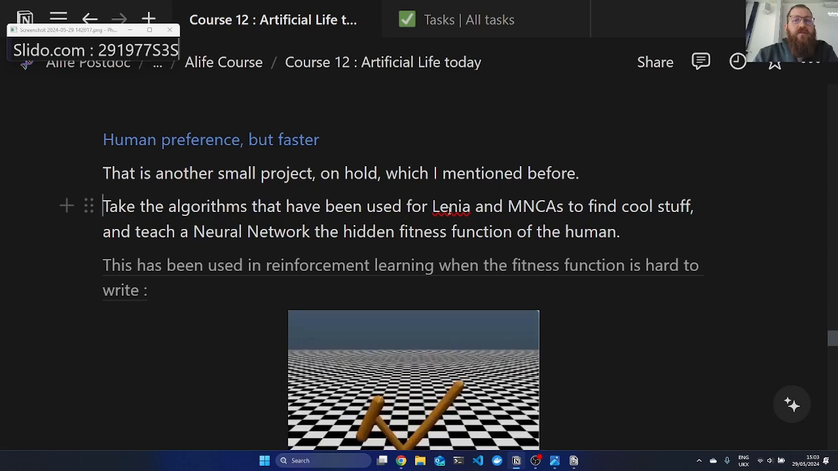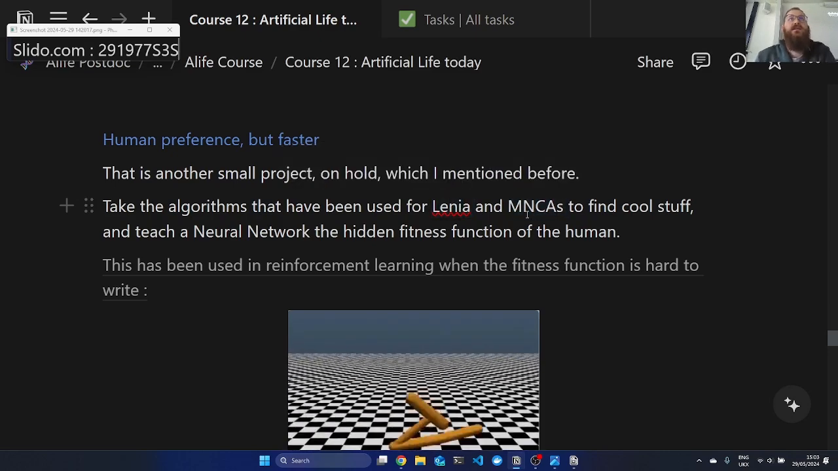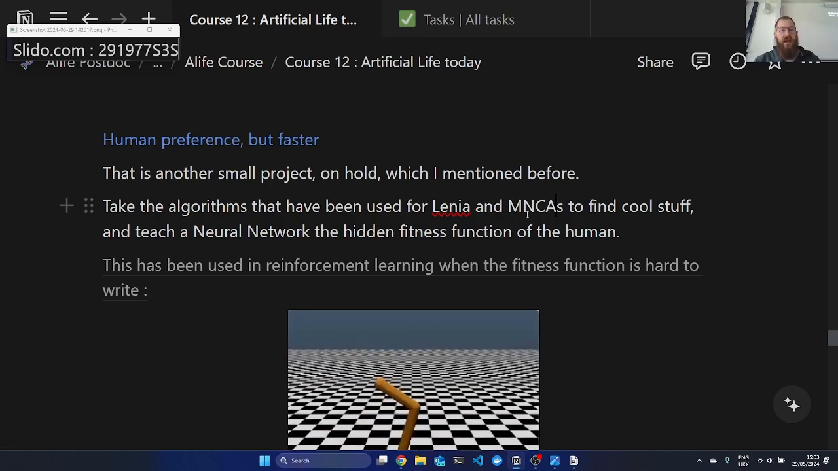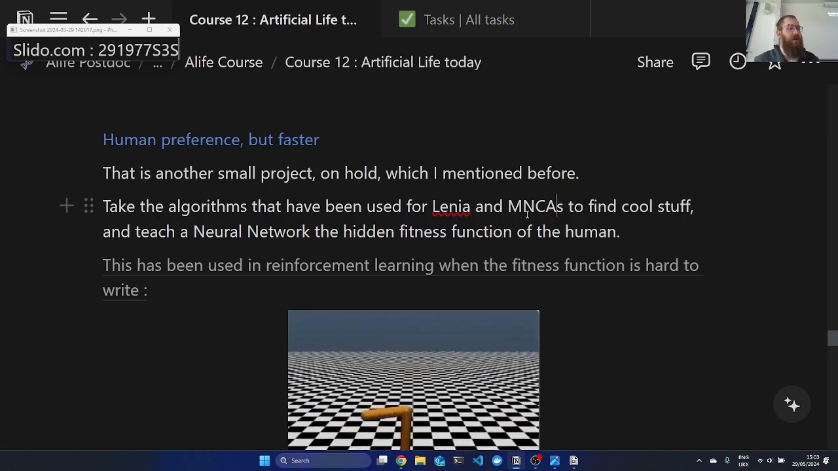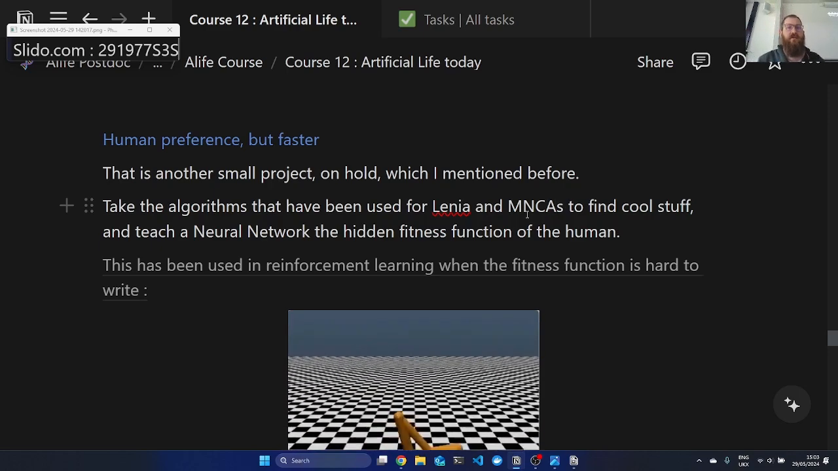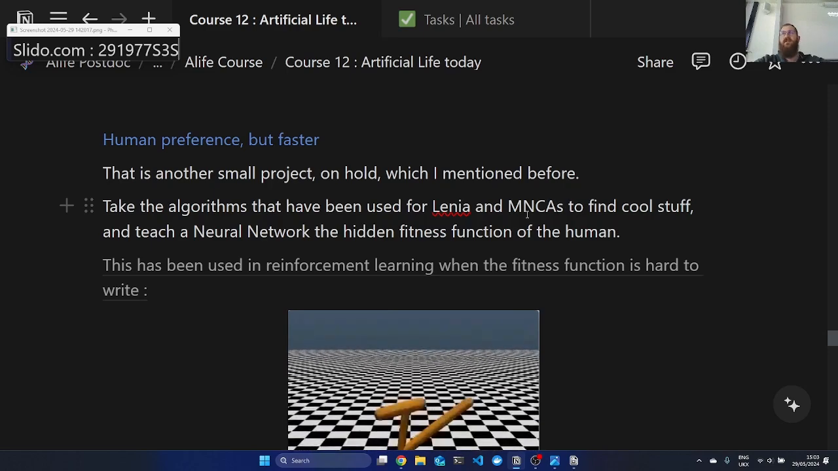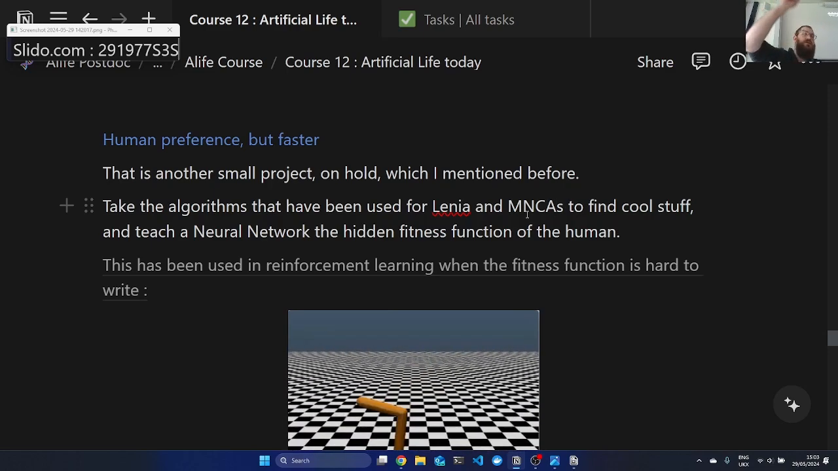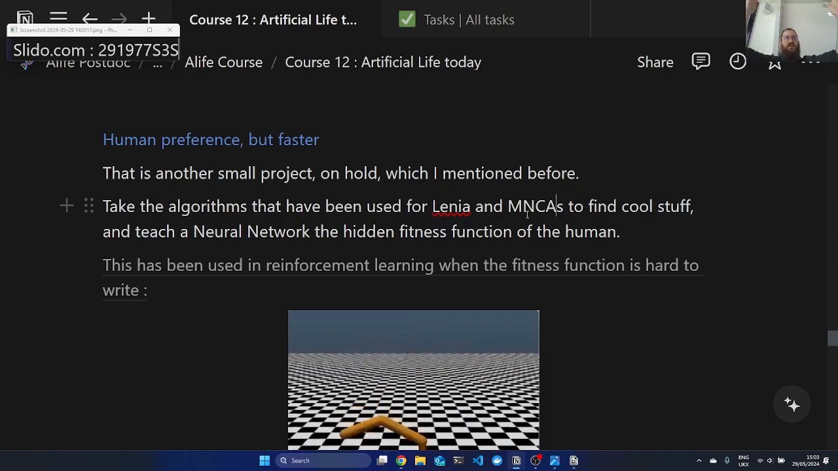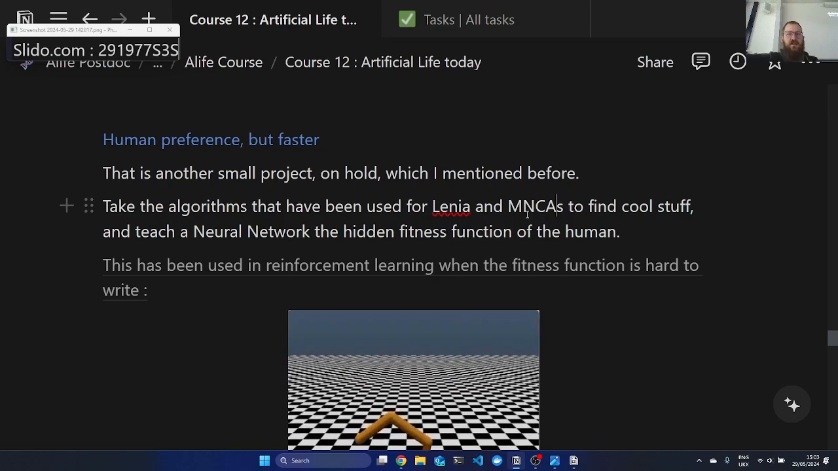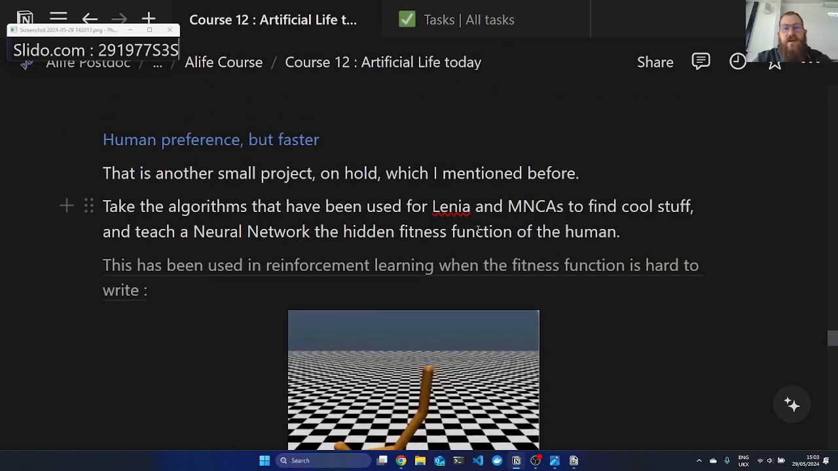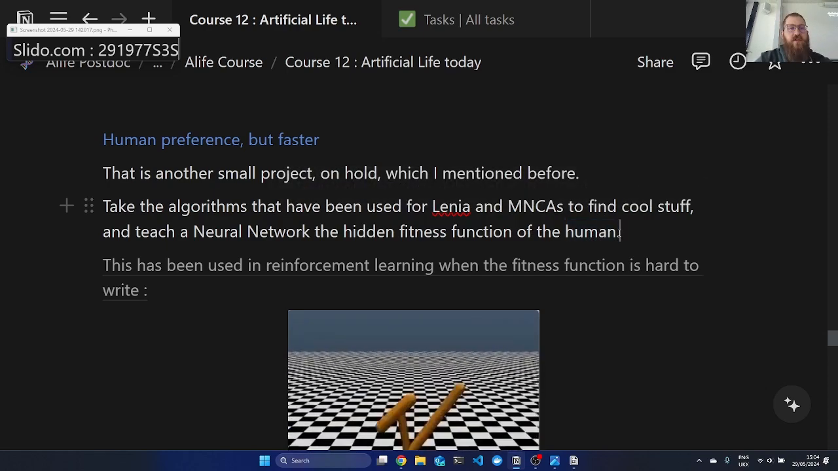As you remember, for Lenia and the MNCAs, how did the people find all these interesting rules? Well, they applied some very human-driven reinforcement learning or genetic learning, right? They produce 100 videos. They rank or they select the 20 best videos. They take them, they mutate them, reproduce 100, select the 20 best, and so on and so forth. And this is good, but it's very slow because you have to ask a human, and it's very annoying to do for a human.